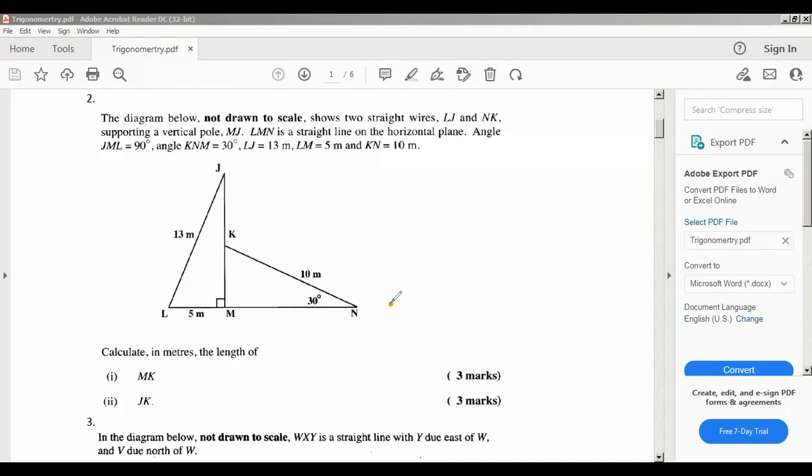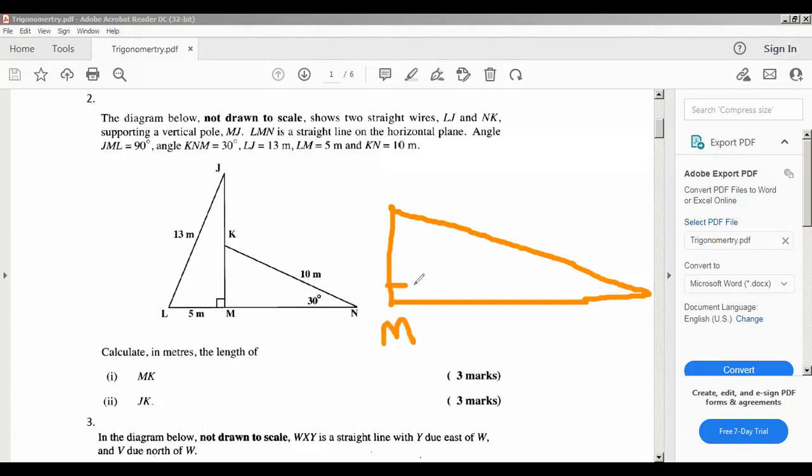What you can do is separate the triangle, because sometimes it helps. So this is M, and this is K. This is 10. Inside is 30, and that's 30. That's our reference angle.